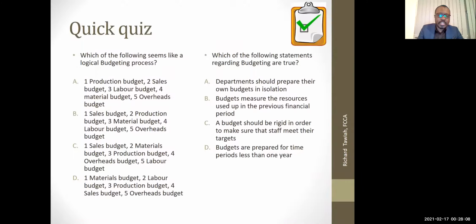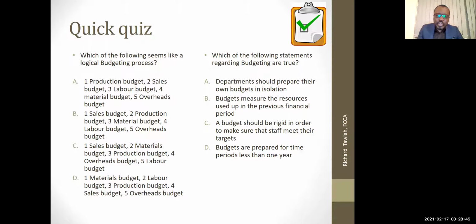Let's look at two quick questions. I'll leave the first part, which we've just explained from the previous slide. For the second part, I'll give you hints so that you ask yourself which of these statements are true, okay? Which of the following statements regarding budgets are true? Departments should prepare their own budget in isolation. The key word is isolation. Is it true? Do they have to work on their own without incorporating the entire organizational strategies or objectives? Do you work all alone and keep it, or do you work in tandem with the entire organization?